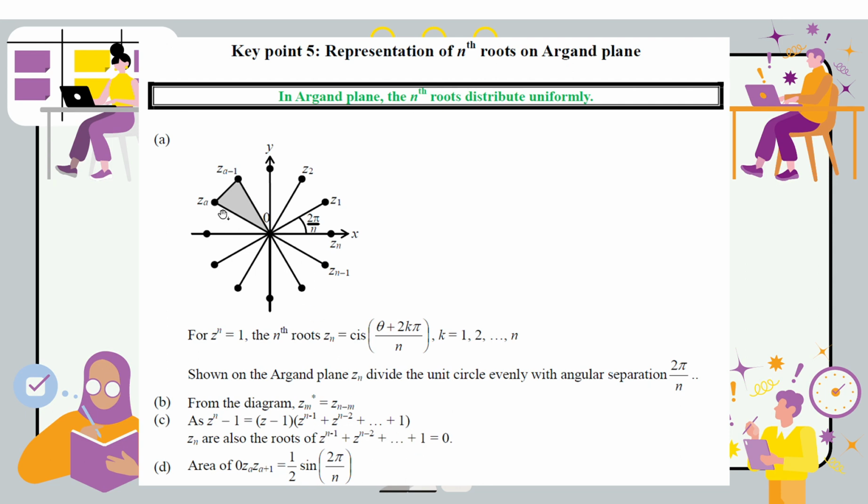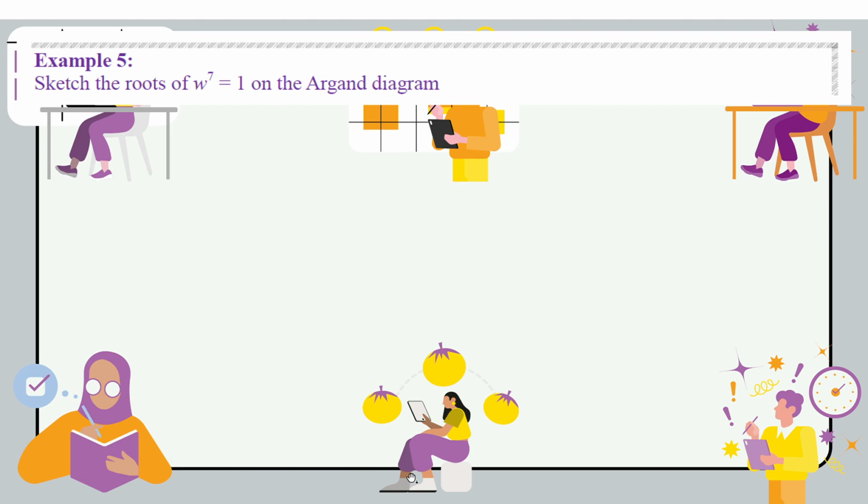Very funny result. And we can also find this triangle's area: half AB sine C, right? The C is 2 pi over n, and the AB is 1, because it's half times sine of 2 pi over n.